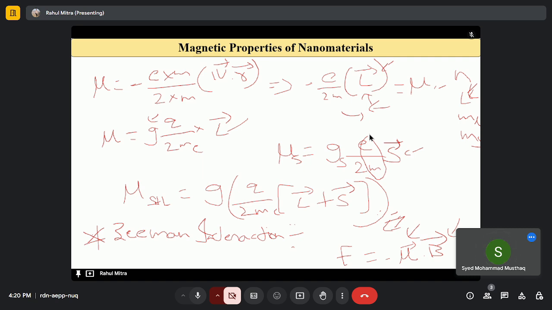So it will be equal to minus mu B cos theta, right? Now what happens if our magnetic moment and B are in opposite directions? Then the energy will be positive. So the magnetic moments will try to align in the B direction. Why? To minimize this energy, the Zeeman energy.